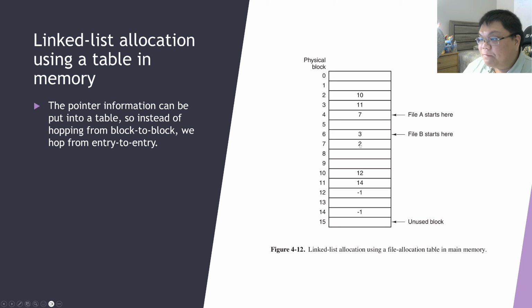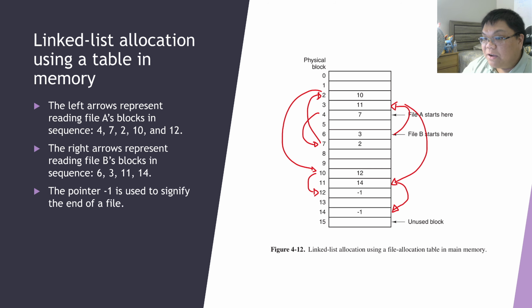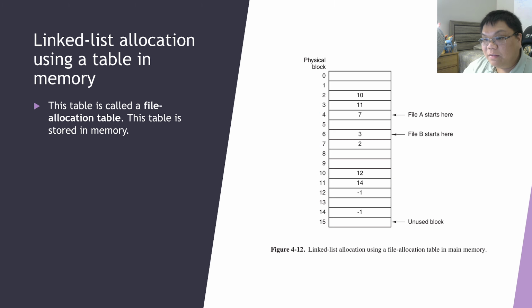The next block after block 7 is block 2. The next block after block 2 is block 10. The next block after that is block 12. And the next block after that is -1. That -1 is used to denote the end of a file. So, with these arrows, if we start at block 4, that is the starting block for file A. If we start at block 6, that's the starting block for file B. And once again, -1 is used to signify the end of a file.